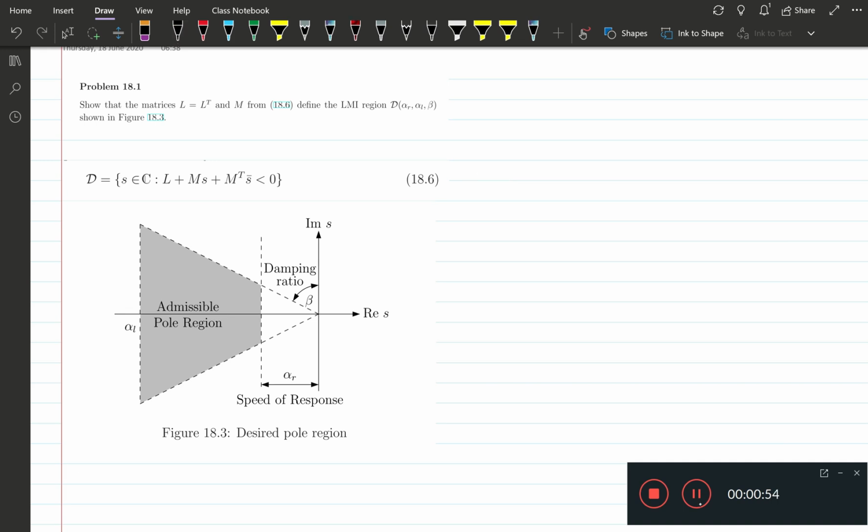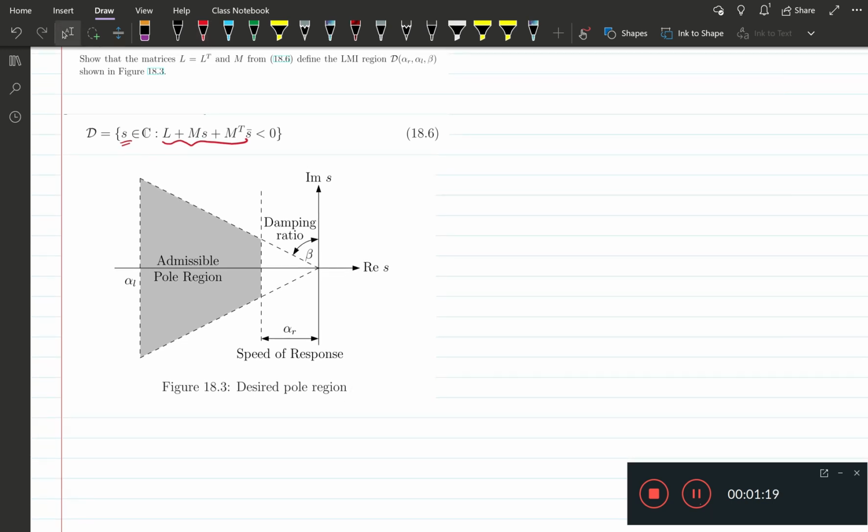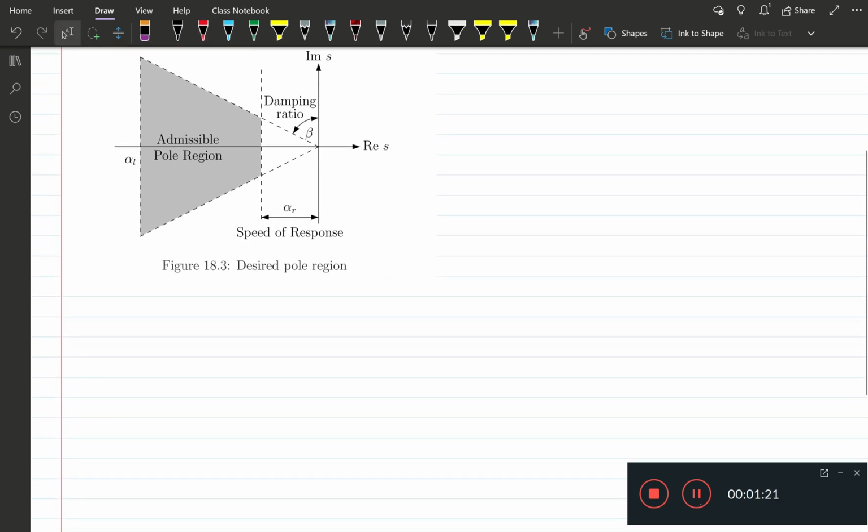Note now that in this case we have complex matrices, and we have to show that this complex matrix is negative definite if and only if the complex number s, or the complex point s, lies in this admissible region shown by the shaded figure. So let's try to do this.